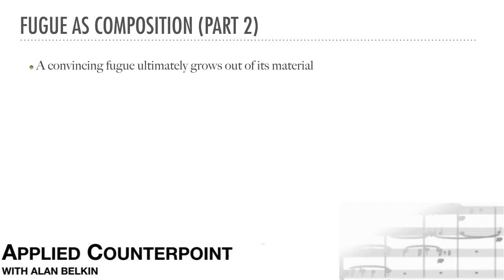Like any artistic musical form, a convincing fugue ultimately grows out of its material. This is why no two Bach fugues are alike. Each one explores its own unique themes. This lesson gives a foretaste of the coming series of videos I will be doing next year, Analysis for Composers.